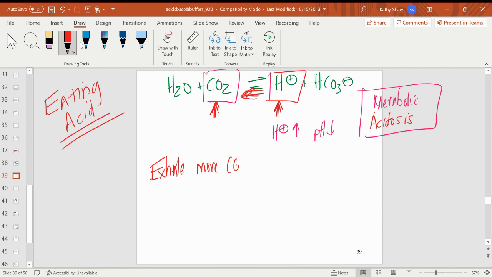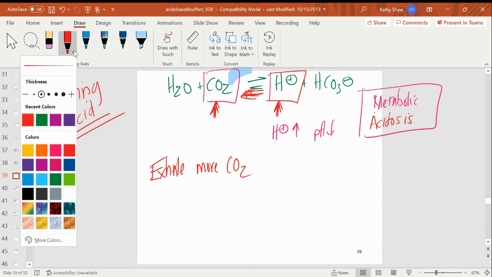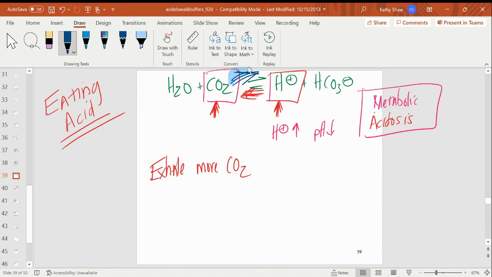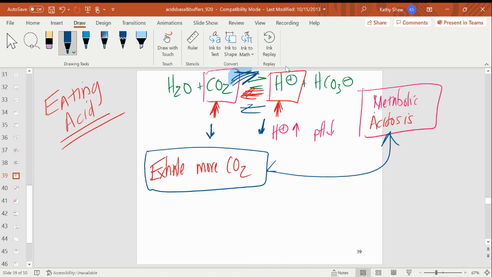So now I've got this equilibrium going on here. Now I'm going to exhale extra carbon dioxide, so I'm going to get rid of some. So what's that going to do? That's going to drive carbon dioxide down, allowing me to shift more hydrogen over and bring it down. So I get a new, better equilibrium, where I brought the hydrogen down by getting carbon dioxide out of there. So that's my respiratory compensation for metabolic acidosis.